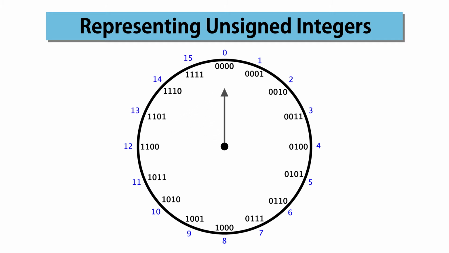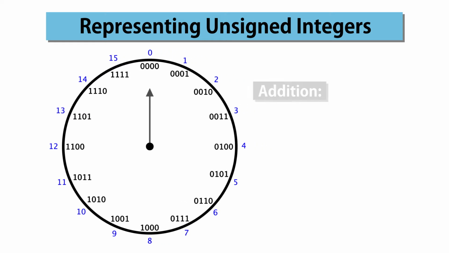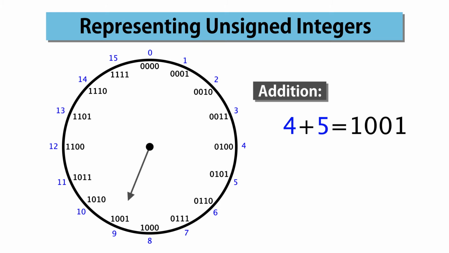We can use this representation to do machine arithmetic. Suppose we want to add 2 numbers, say 4 and 5. We start at location 0 and move clockwise 4 positions, and then to add 5 to that, we simply proceed clockwise another 5 positions. And we end up at 1001, which is a representation of 9, the expected answer.